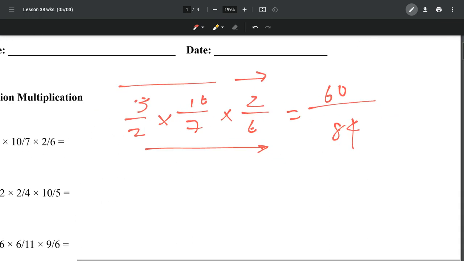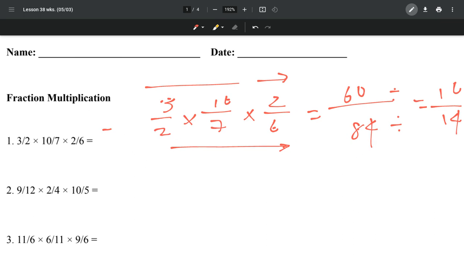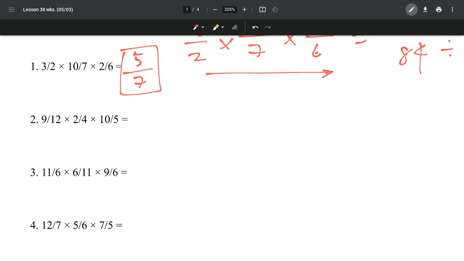And then we're going to simplify that, so let's divide both the top and bottom by 6, and that gives us 10 over 14. That could be further simplified, so let's divide it by 2, and that gives us 5 over 7, and we can't simplify it anymore.